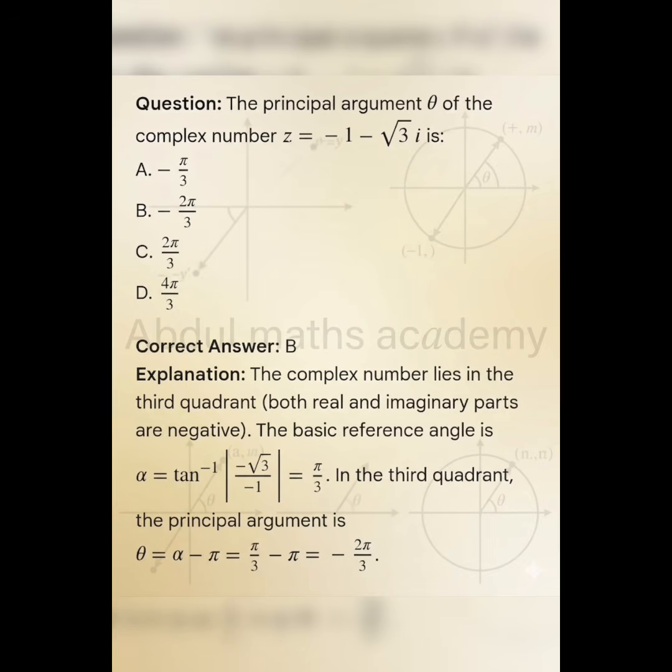So theta is equal to alpha minus pi, which is equal to pi by 3 minus pi, and so theta is equal to minus 2 pi divided by 3.